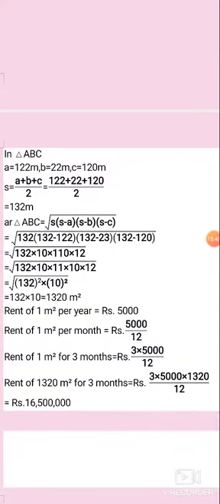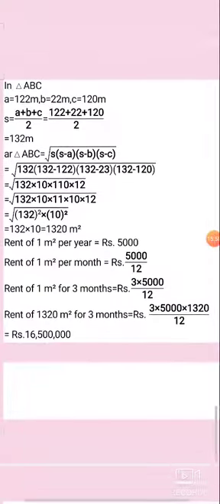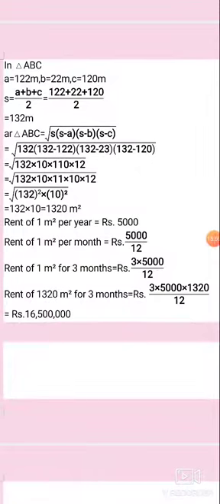Now the rent for 1320 meter square for 3 months is equal to rupees 3 into 5,000 into 1320 by 12, which is equal to 1 crore 65 lakh. Clear, students? Okay, thank you.